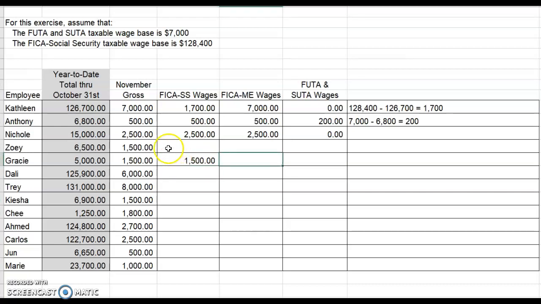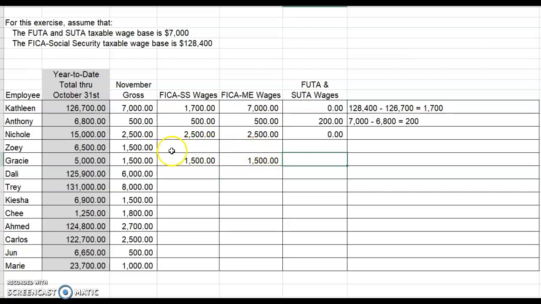There is no limit on wages subject to FICA Medicare tax, so all $1,500 of Gracie's November salary is subject to FICA Medicare tax, so put $1,500 in the FICA Medicare wages column.